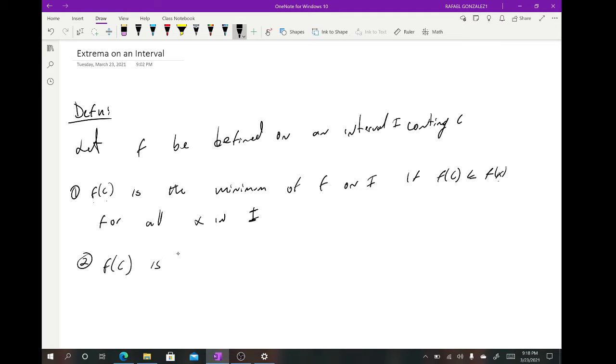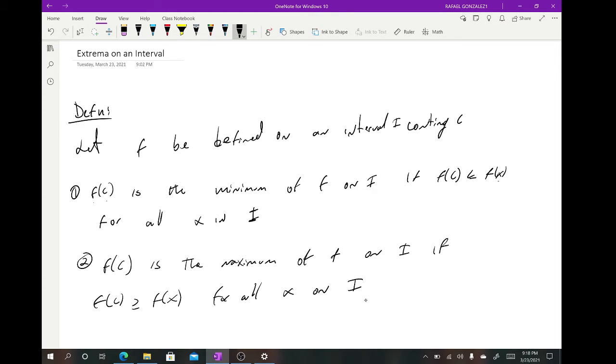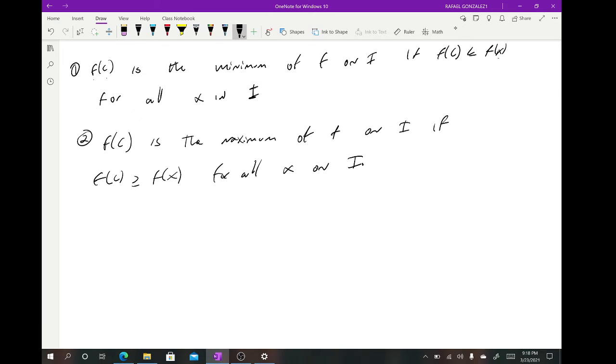And f of C is the maximum of f on the interval I if f of C is greater than or equal to f of x for all x on that interval I. Okay, so again, the output value is the maximum of that particular function f on the interval if it is bigger than or equal to every other output value of the function on that interval.